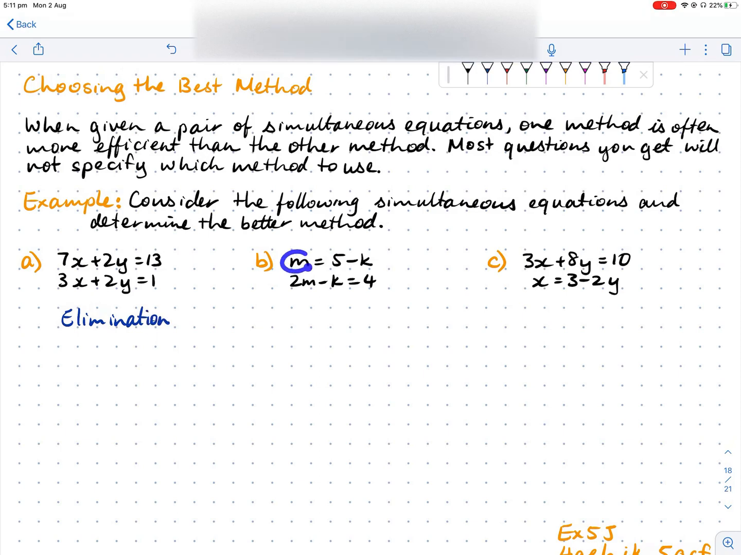With the second equation, you can see you've got m equals 5 minus k. If it's 5 minus k, then what we would normally do is replace the m with 5 minus k. So this one we're going to use substitution. And with our last one, the second equation isn't in the same format, but you can see x is the subject. So we're going to use substitution again here.